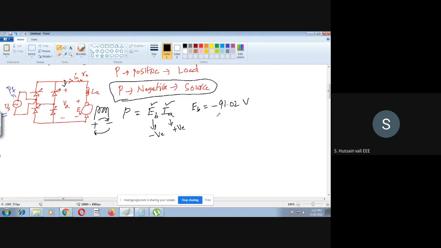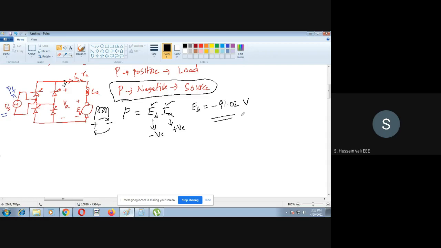So how much is it? Minus 91.02. I take the same 91.02 because that is the value you got in the motoring action, and when it is acting as a motor, suddenly you reverse the field excitation terminals. Then immediately EB becomes the same value but negative, so minus 91.02.